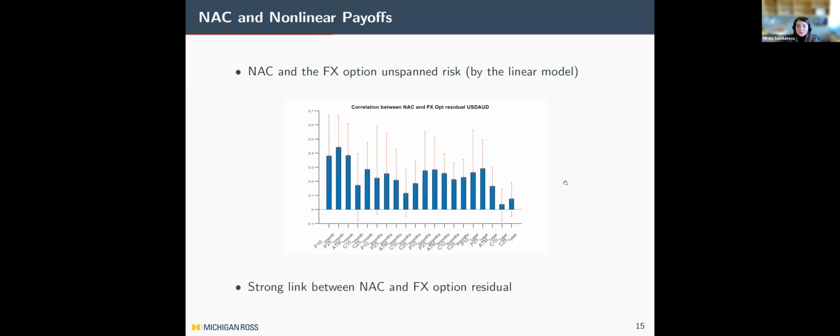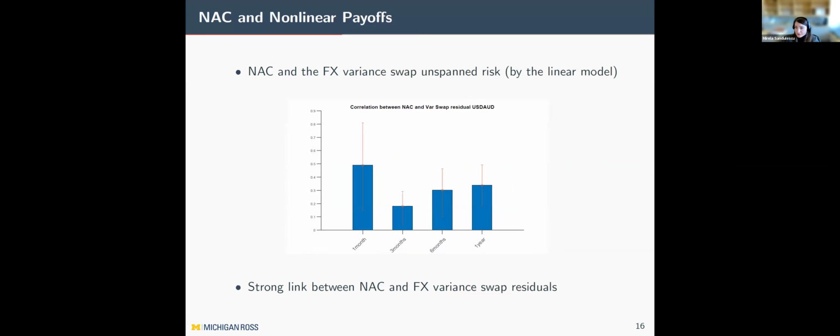Another asset with nonlinear payoffs that we focus on is going to be the variance swap. So again, we are going to compute this correlation between the residual, right? So the unspanned risk from running a regression of the foreign exchange variance swap on the linear model, taking the residual and computing the correlation with the NAC. And again, we have this for 4 different maturities going from 1 month to 1 year, and you see that, again, these correlations are going to be positive and statistically significant, meaning that there is going to be a non-trivial link also between the nonlinear arbitrage correction and the FX variance swap residuals.